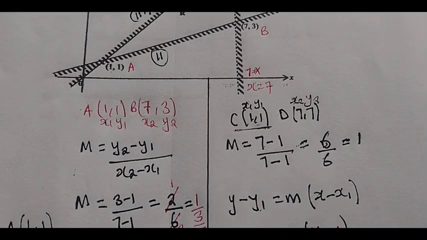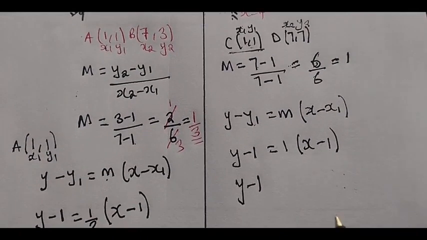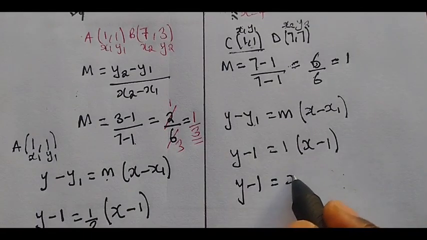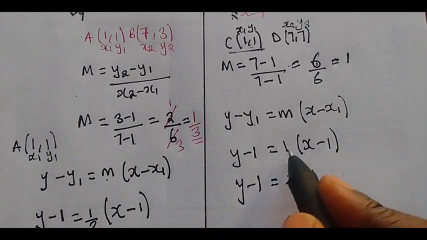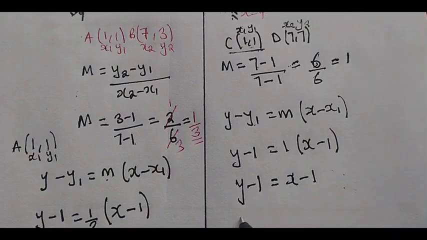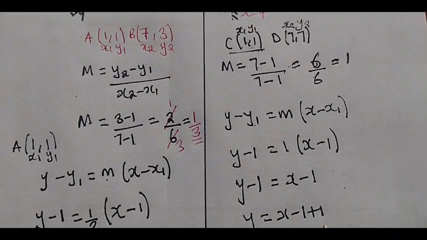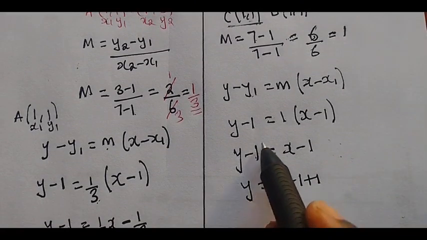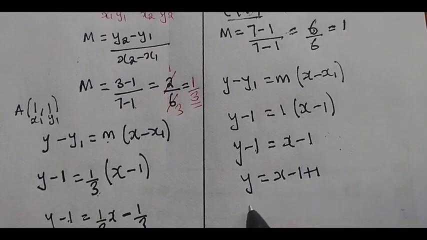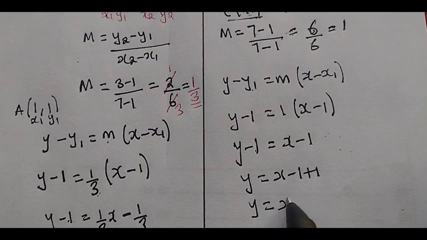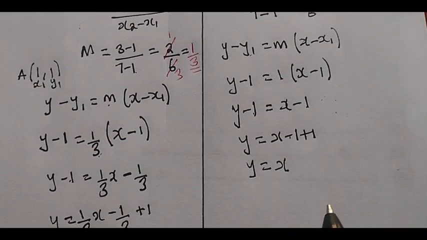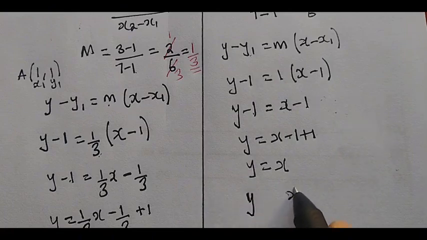So from here we are going to have y minus 1 equal to x minus 1, because 1 times x is x, 1 times negative 1 is a negative 1. So from here we are going to have y is equal to x minus 1 plus 1, because this negative 1, once it goes this side, becomes a positive. So from here we're going to have y is equal to x, because negative 1 plus 1 will be a 0. So this will give us y, we leave space right here, and then we just write x.